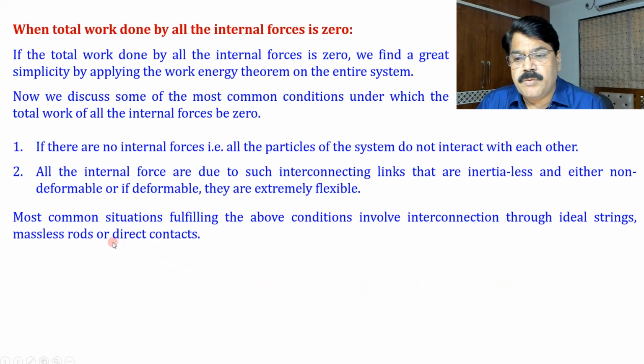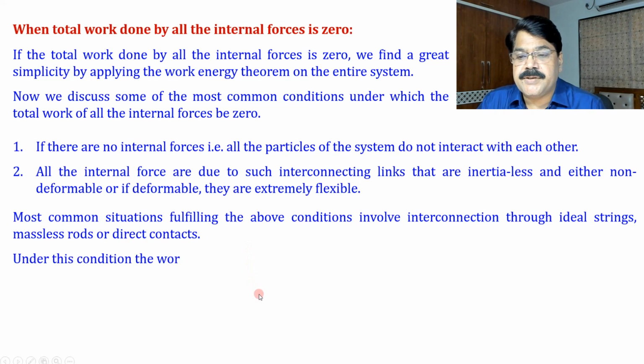Here I have to make one very important point. If there is direct contact, there must not be any friction. So the direct contact must be frictionless. Later on, we will try to understand these conditions in detail, but at present we consider these three situations: ideal strings, massless rods, and frictionless direct contacts.